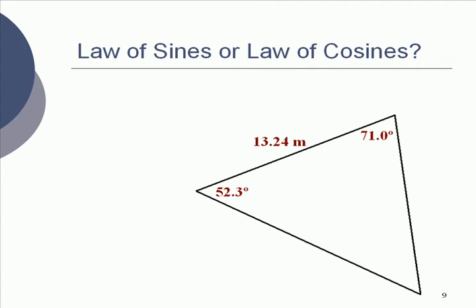It's ASA, right? Angle, side, angle. Two angles and the side in between. And angle, side, angle, you use law of sines. Why? Because you can find that third angle real easily, and then you know an angle on the opposite side. So it's going to be law of sines.